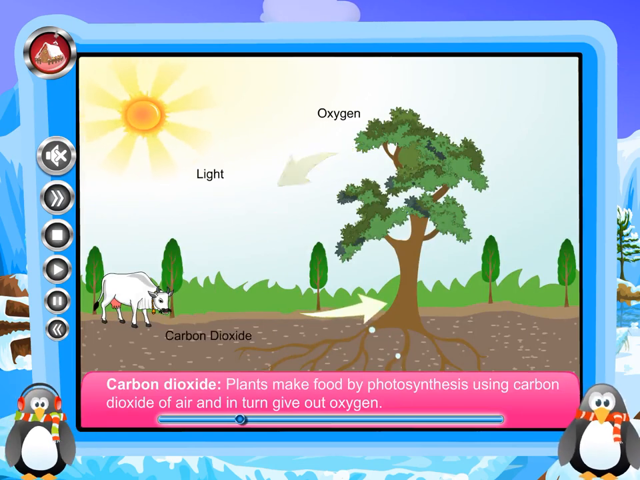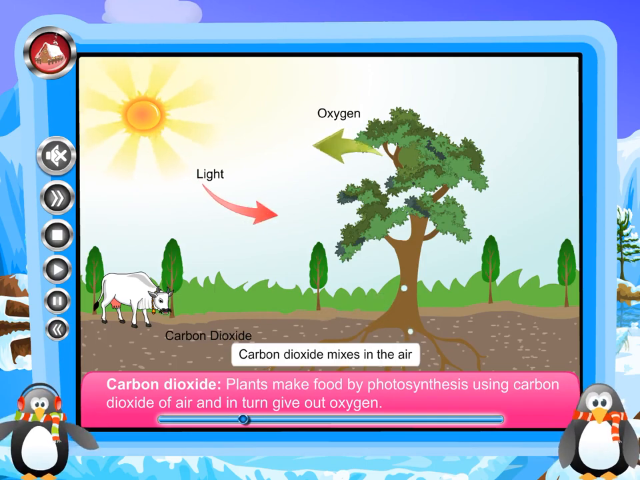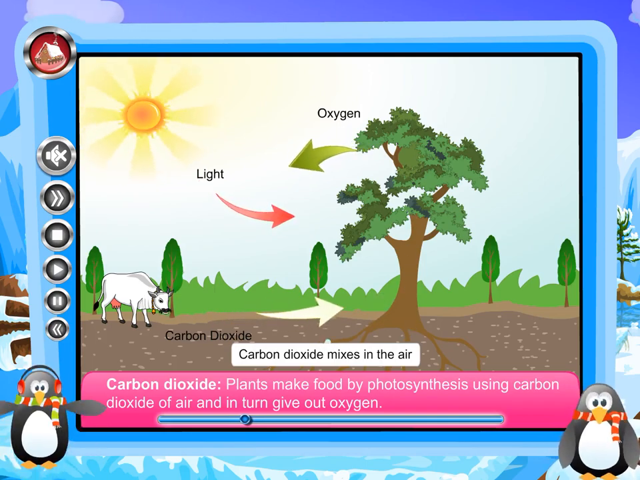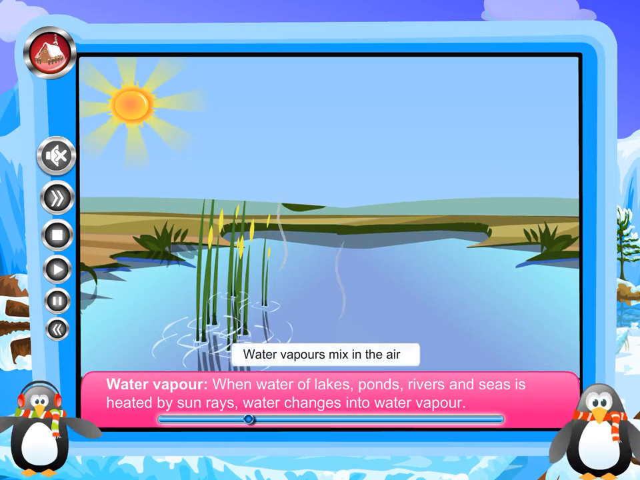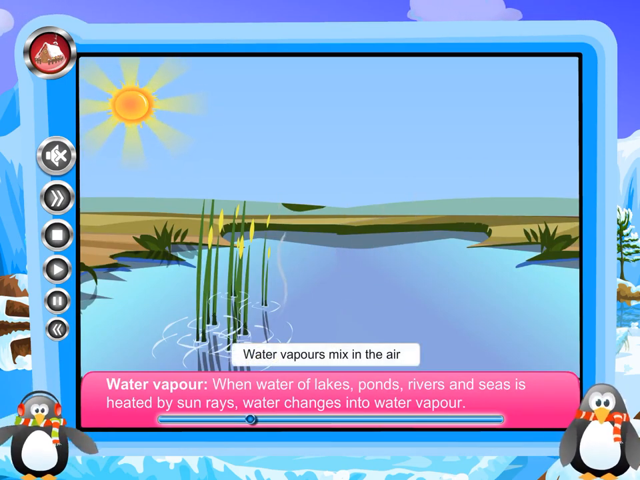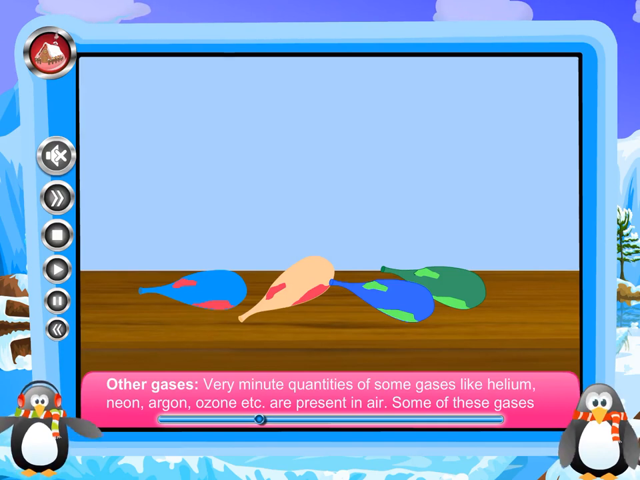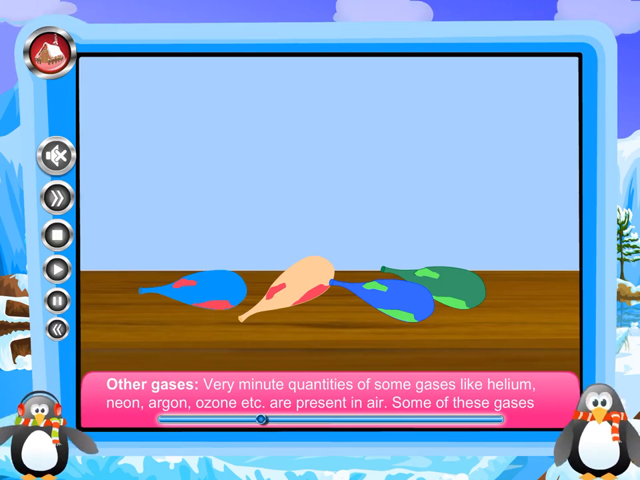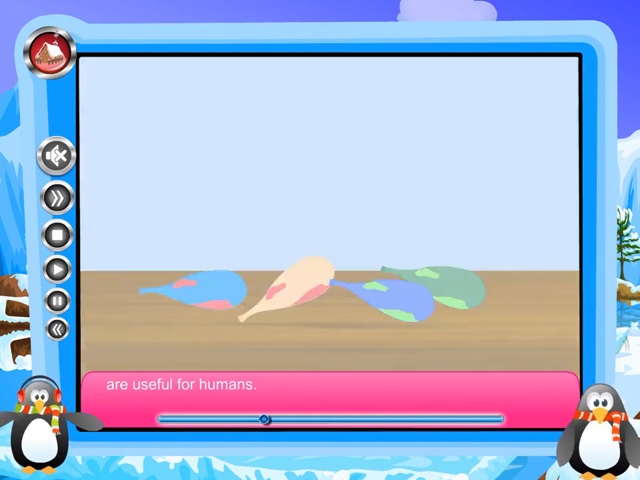Carbon dioxide. Plants make food by photosynthesis using carbon dioxide of air and in turn give out oxygen. Water vapor. When water of lakes, ponds, rivers and seas is heated by sun rays, water changes into water vapor. Other gases. Very minute quantities of some gases like helium, neon, argon, ozone, etc. are present in air. Some of these gases are useful for humans.